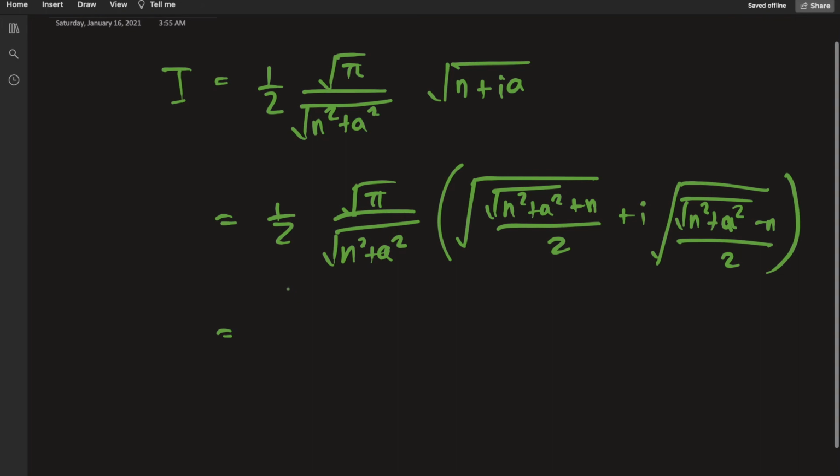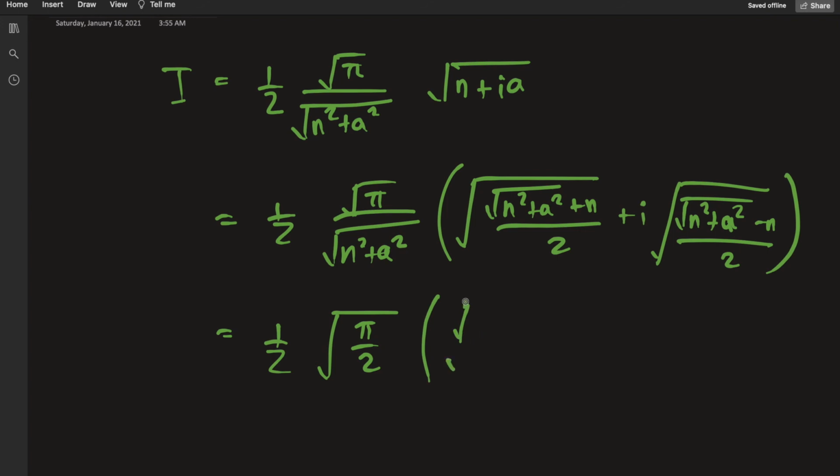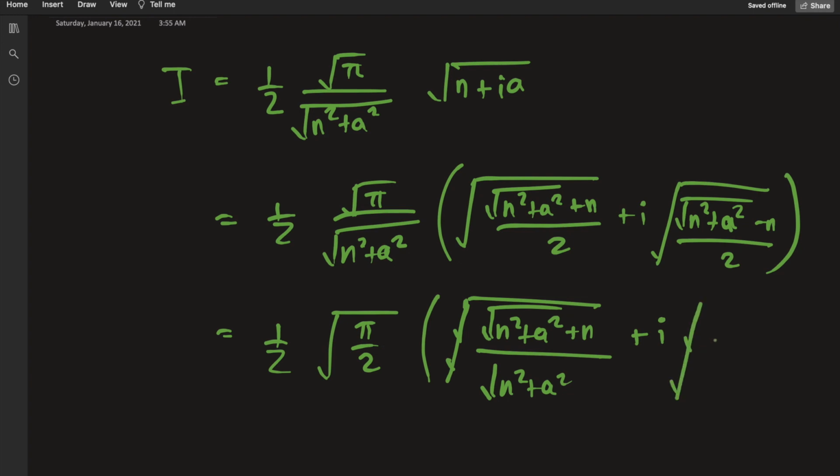So we have half square root of pi over 2, and well, we can take a big square root of n squared plus a squared plus n over square root of n squared plus a squared, plus, well, the imaginary part, which is square root of n squared plus a squared minus n over n squared plus a squared. There was no need for a surd over here actually.